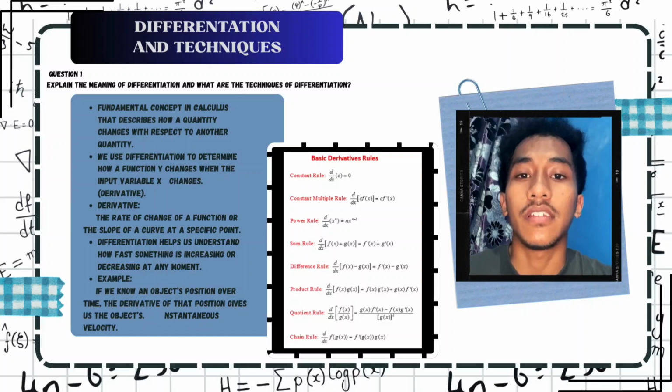Another important technique is the sum and difference rule, which allows us to differentiate functions that are added or subtracted. For functions that involve multiplication, we use the product rule, while functions written as division require the quotient rule. When dealing with a composite function, where a function is inside another, we apply the chain rule, which is one of the most essential techniques in calculus.